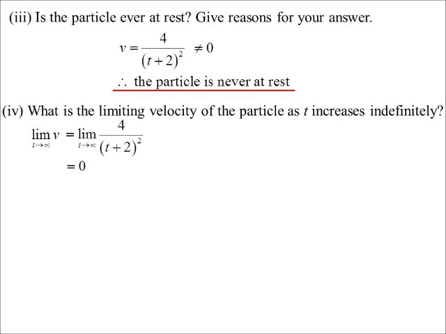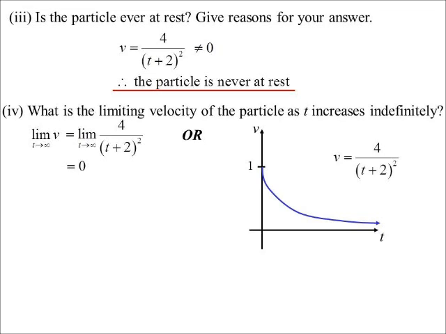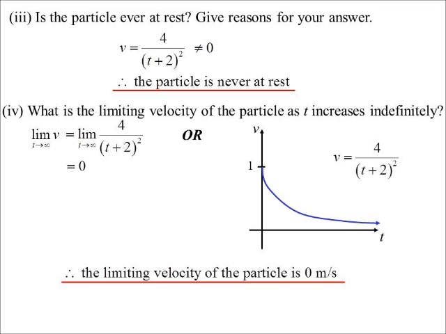So it'll slow down. Another way of thinking about it is we can think of the graph. If I was to draw 4 on t plus 2 squared, we can see it's going asymptotic down to the t-axis in this case. So it's getting closer and closer to a velocity of 0. So there we go. There's our limiting velocity.